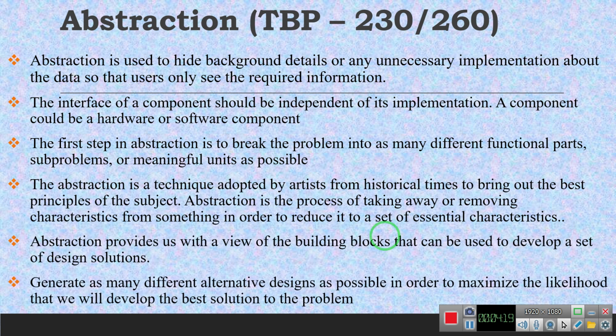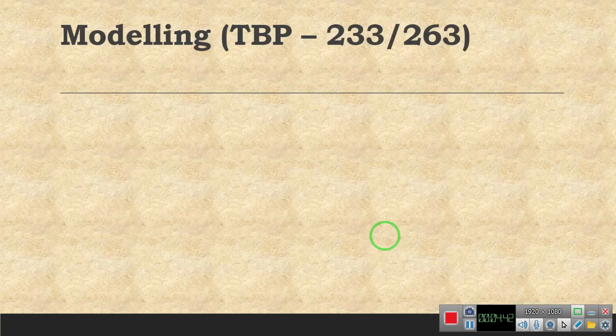Last point: generate as many different alternative designs as possible in order to maximize the likelihood that we will develop the best solution to the problem. It means we have to write down the different alternative designs which are possible to get a better solution for a given problem. So this is about abstraction. Now going to the next topic, called modeling. The second and last topic in our chapter is modeling.